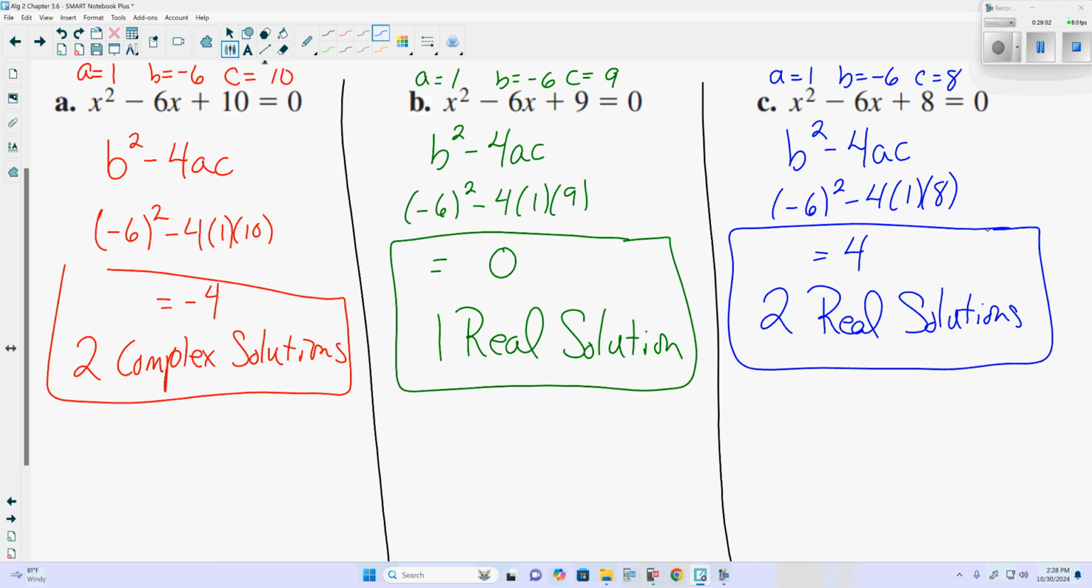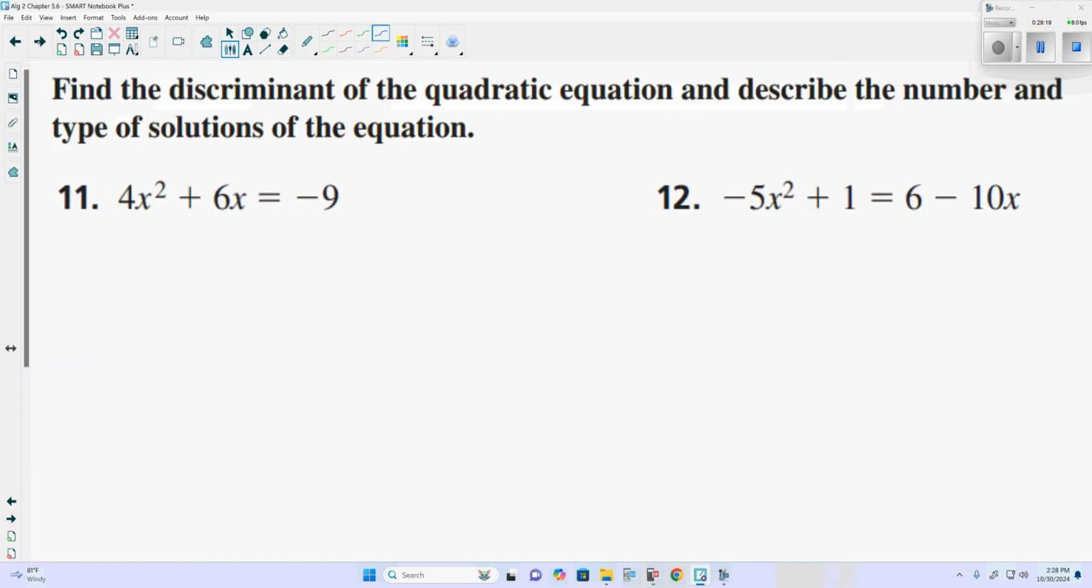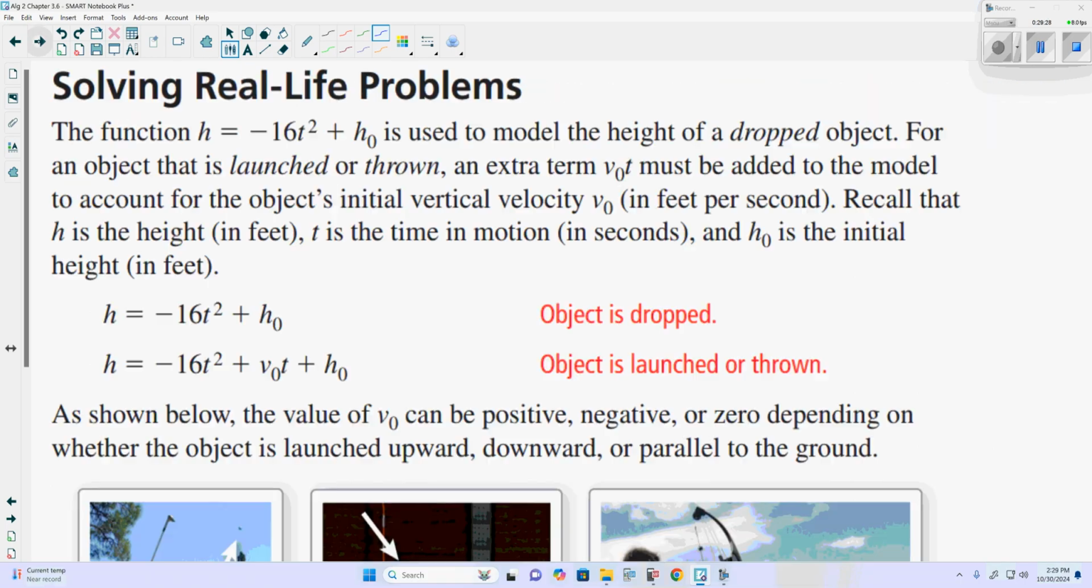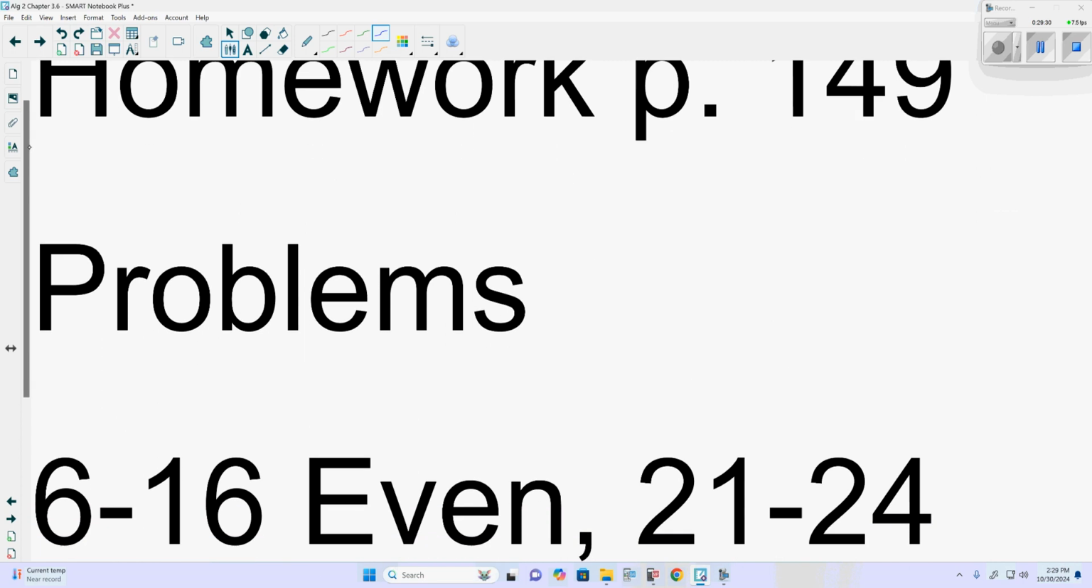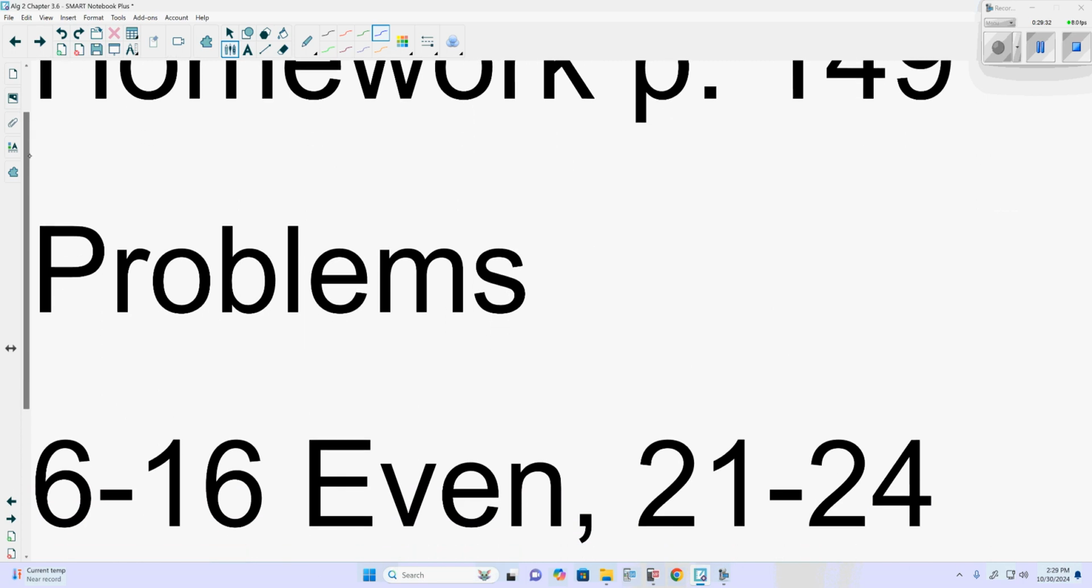Questions on this here, how to find the discriminant, number and type of solutions? Do we feel good with this here? Do we need to see another one of these? Do we feel good? Okay. The only thing I would say is, especially like these here, we do need to get it equal to 0 so we know a, b, c. But that's it.